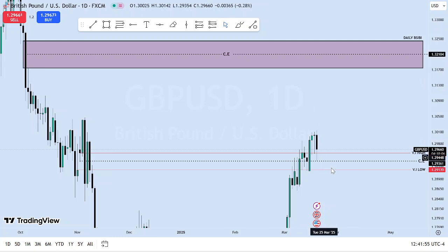Why the volume imbalance is acting as a discount area: you could see the consequent encroachment acting as a major support level. Here price delivered to the consequent encroachment. Then we anticipate a price delivery inside this daily BC here. The volume imbalance high, the volume imbalance low, the consequent encroachment, which is the 50% of this void, this gap and inefficiency.